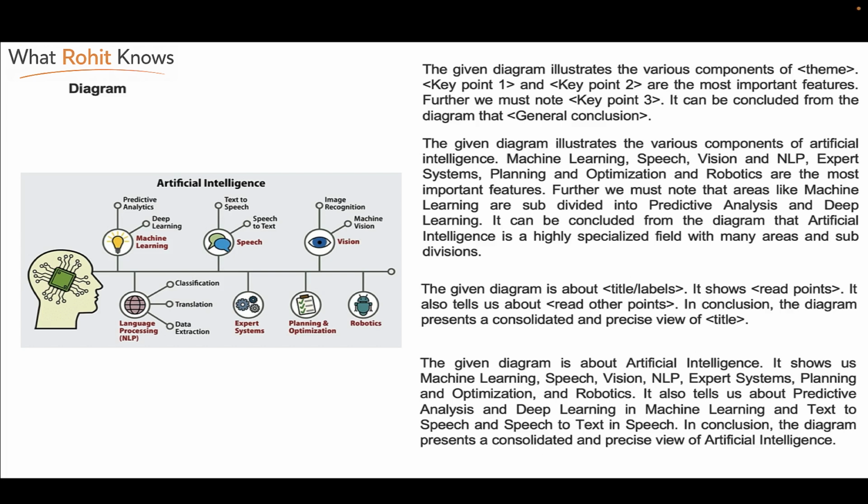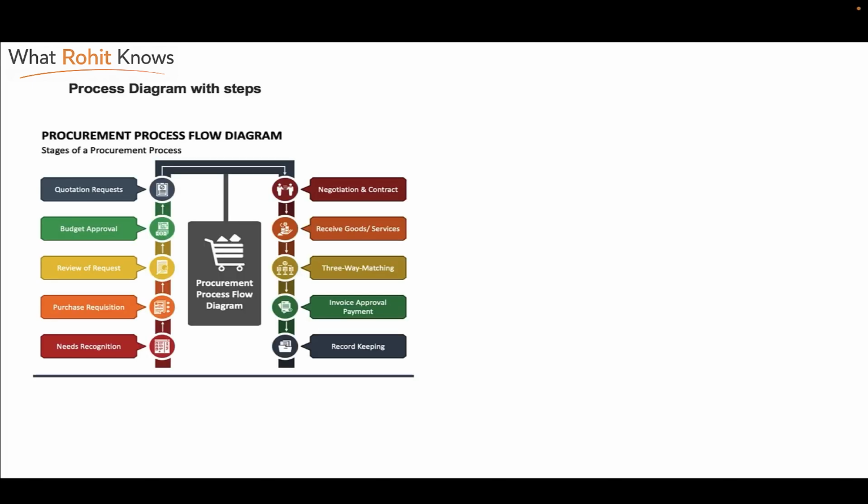You have options. That's our task. We want to make you as capable as possible to deliver a high scoring response. Now it's up to you to use the one that suits your ability the most. Let's look at the other type of diagram now, which is a process diagram with steps. So this is what it looks like.